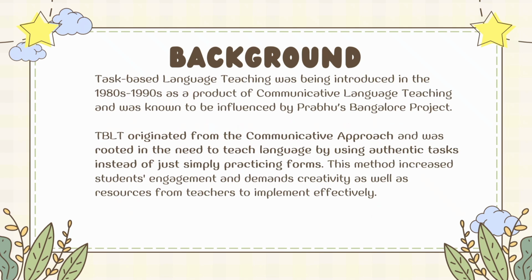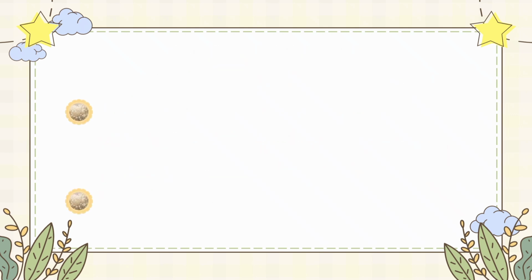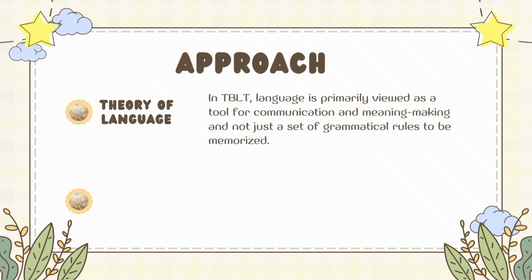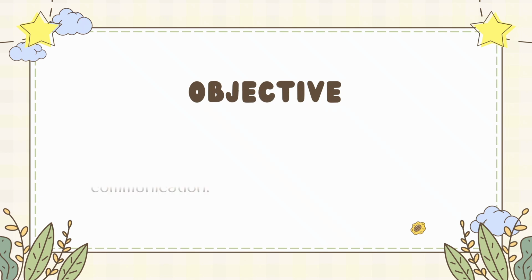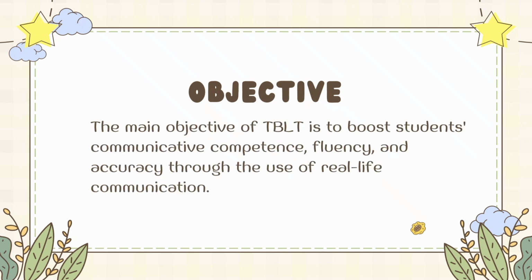This method was introduced in the 1980s, originating from the communicative approach, rooted in the need to teach language by using authentic tasks instead of just simply practicing forms. In TBLT, language is primarily viewed as a tool for communication and meaning making and not just a set of grammatical rules to be memorized. Additionally, learners best learn language while engaging in interaction and real-world application. The main objective of TBLT is simply to boost students' communicative competence and accuracy through the use of real-life communication.